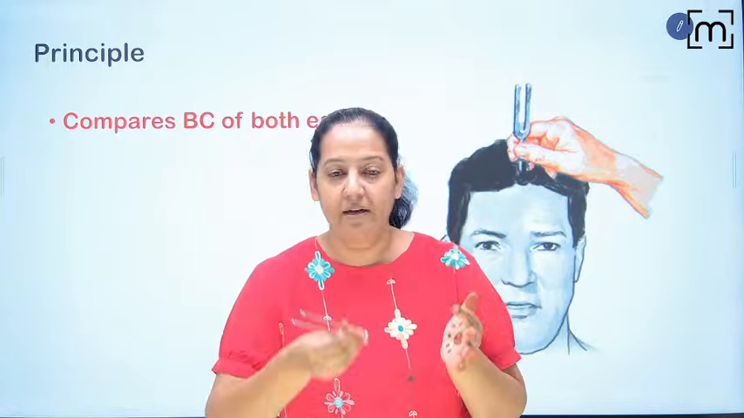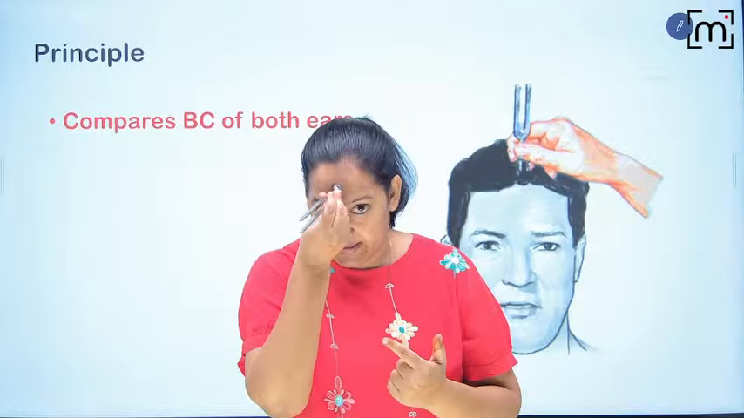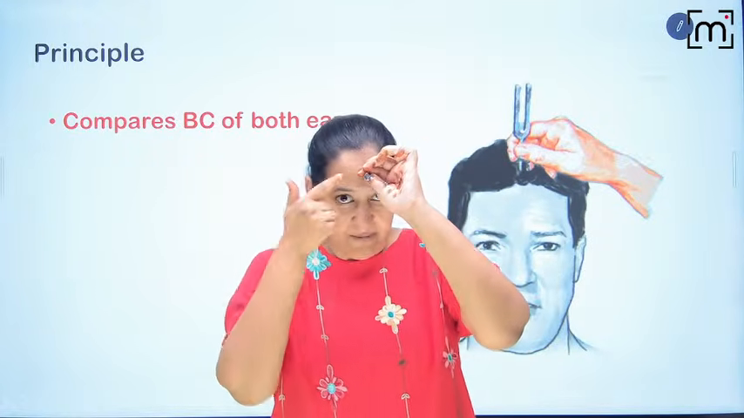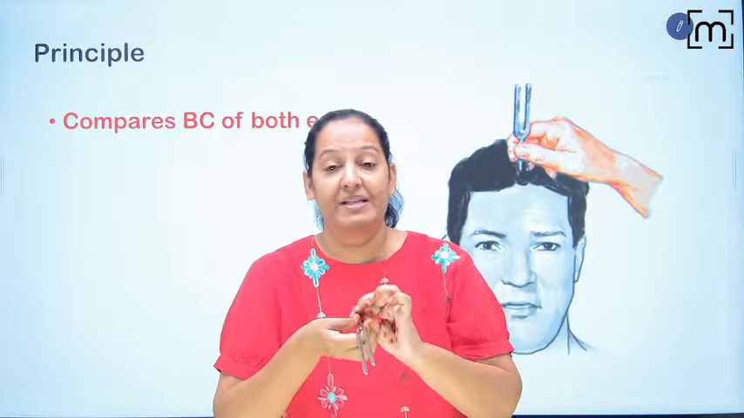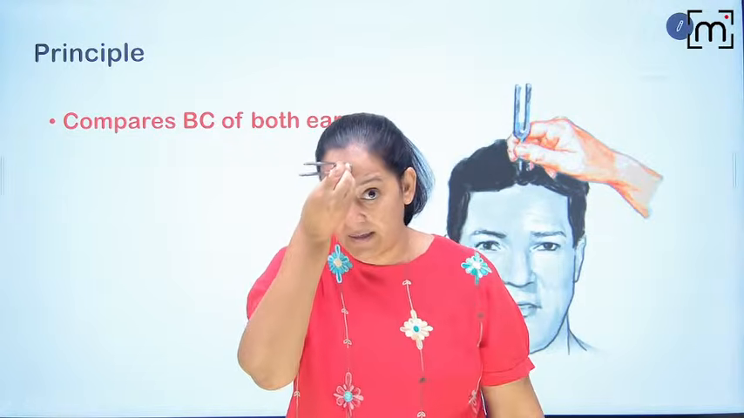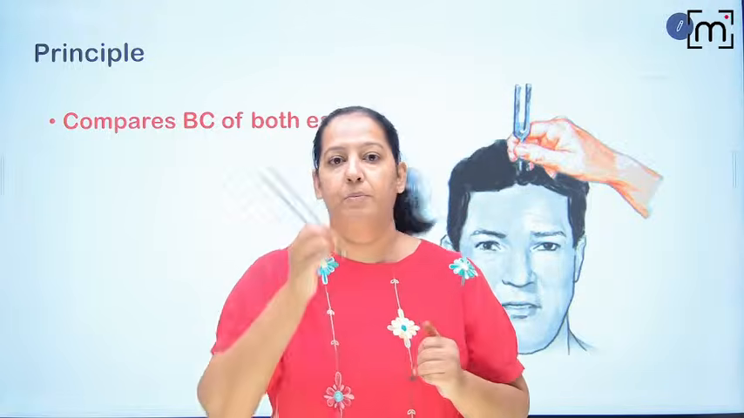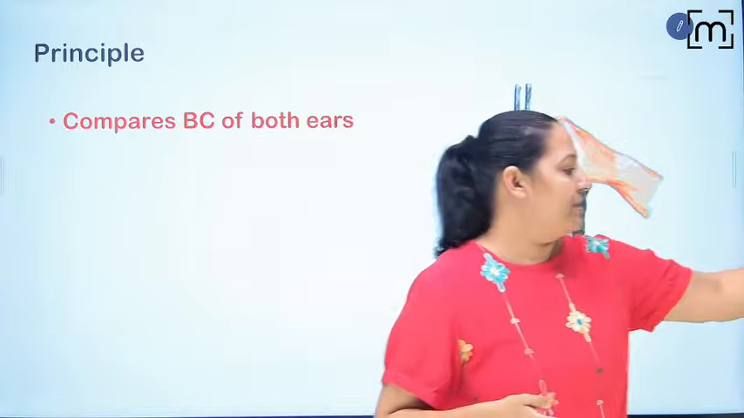So I'm activating it, keeping it at the center of my head, that is the vertex here. Vibrations are going here, activating my mastoid, and I am asked which side the vibrations are better. Currently, I am feeling vibration equally on both sides. So this is how the Weber test is performed.